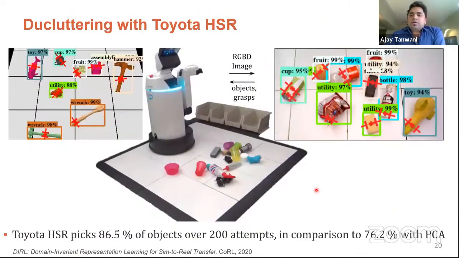Experiments on Toyota HSR show that the robot is able to grasp a wide variety of objects with about 86.5% accuracy, in contrast to 76% with a PCA baseline grasping policy.